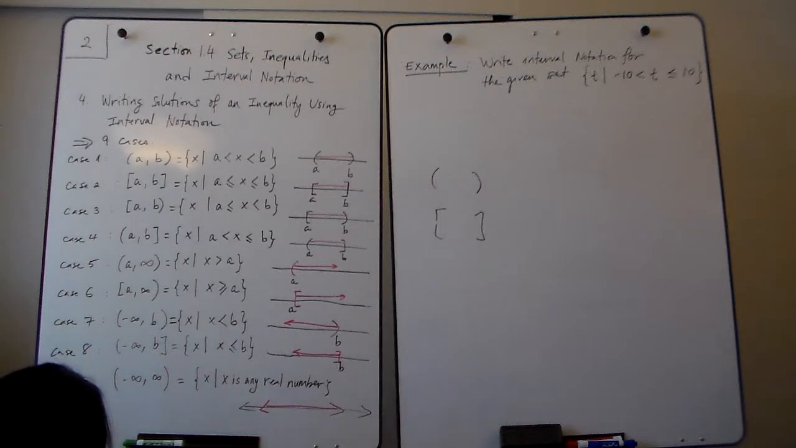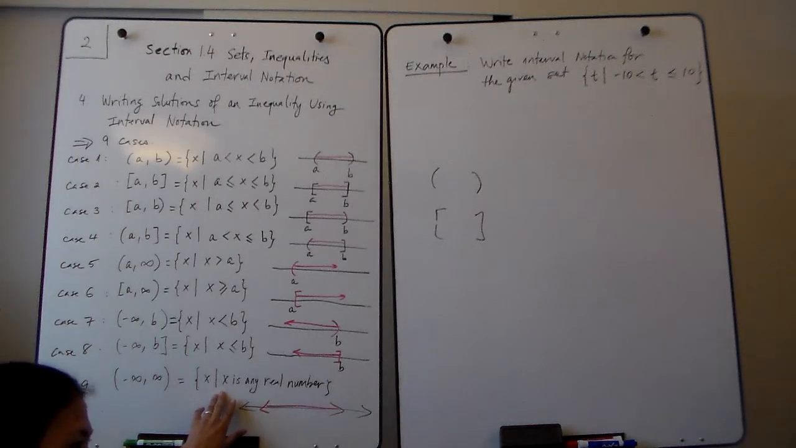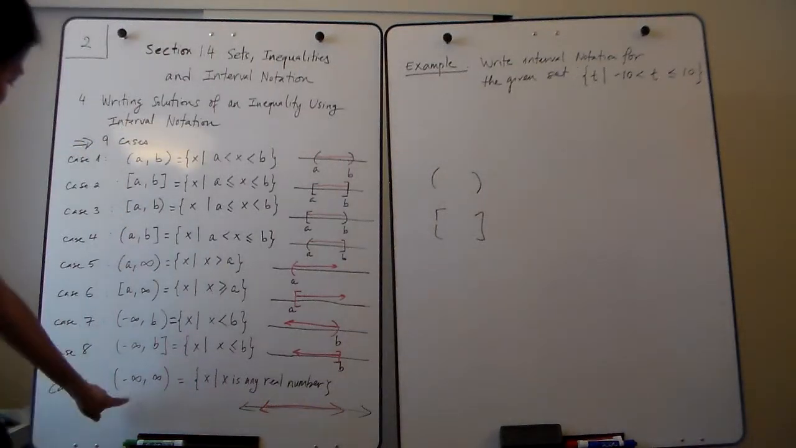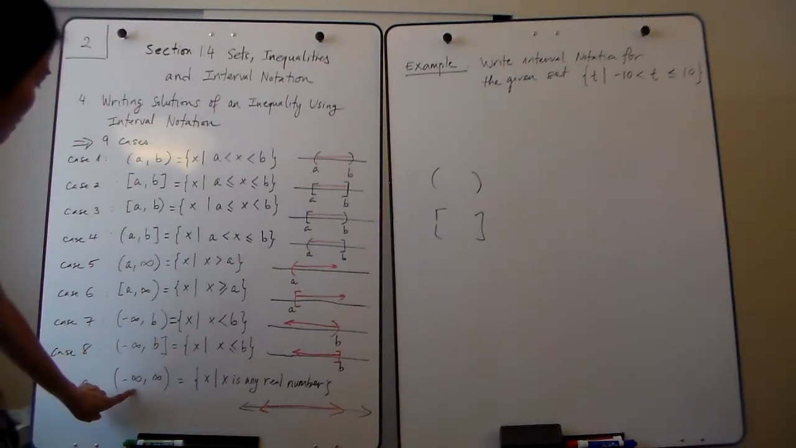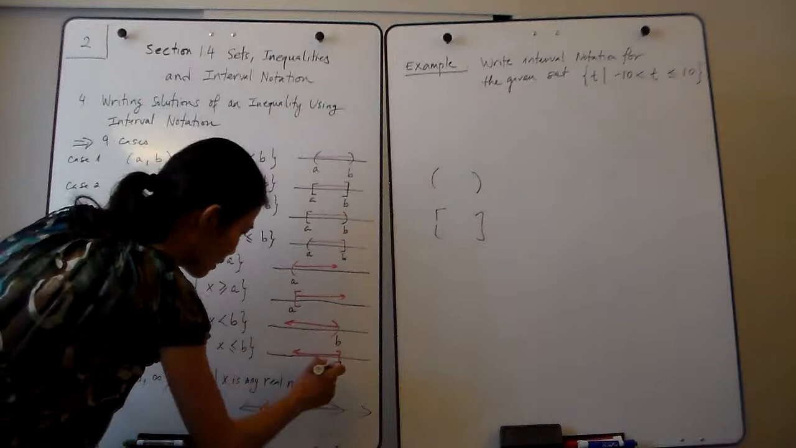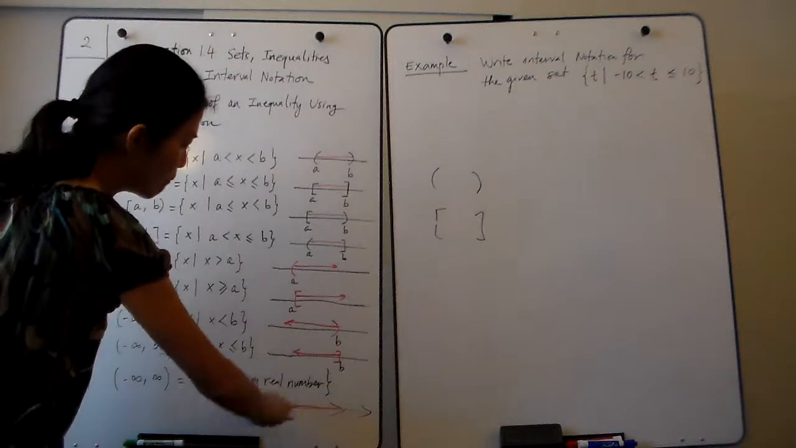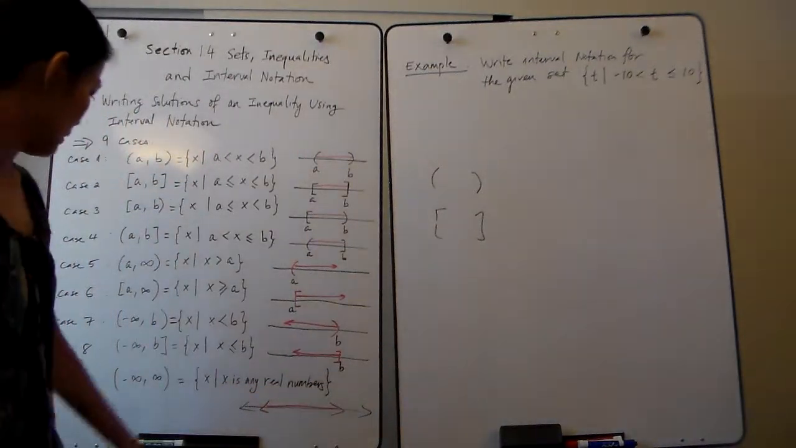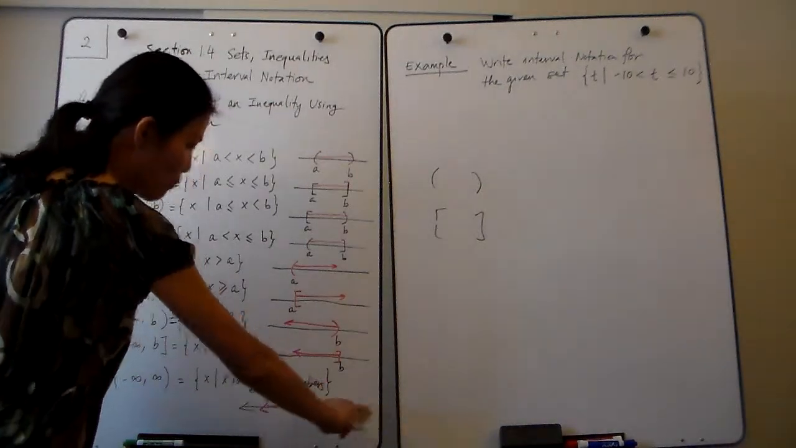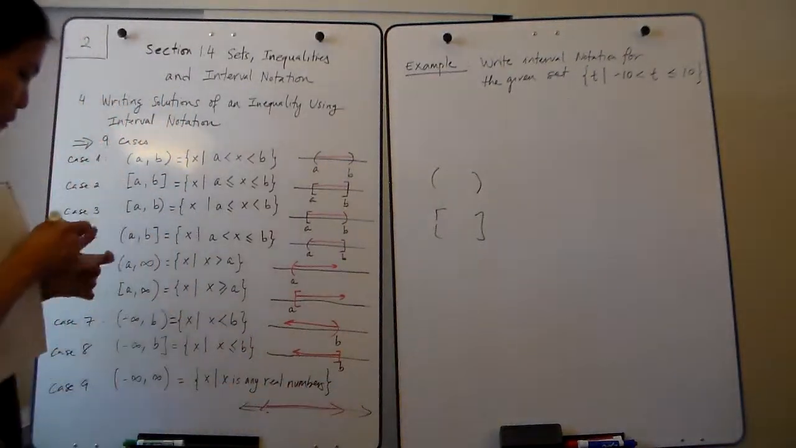For case 9, solutions are any real numbers. We don't exclude any numbers. So for interval notation, we'll have negative infinity to infinity. In set notation, we have x such that x is any real number. So here's the graph. Do you see that on the number line, there's no exclusion? We include all numbers on this number line.